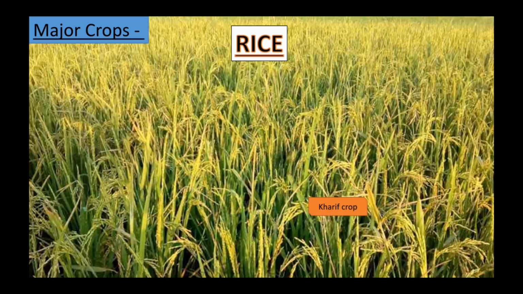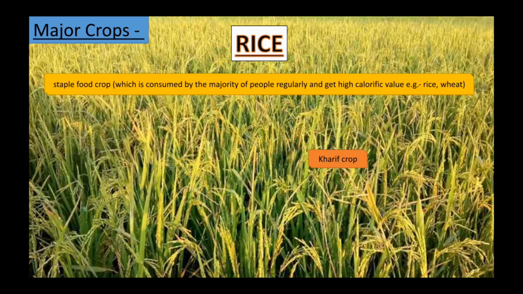It is the staple food crop of the country. What is staple? The food which is consumed by people regularly and has a high calorific value is called a staple food crop. Examples are rice and wheat. The majority of people depend on rice, isn't it? India is the second largest producer of rice in the world after China.